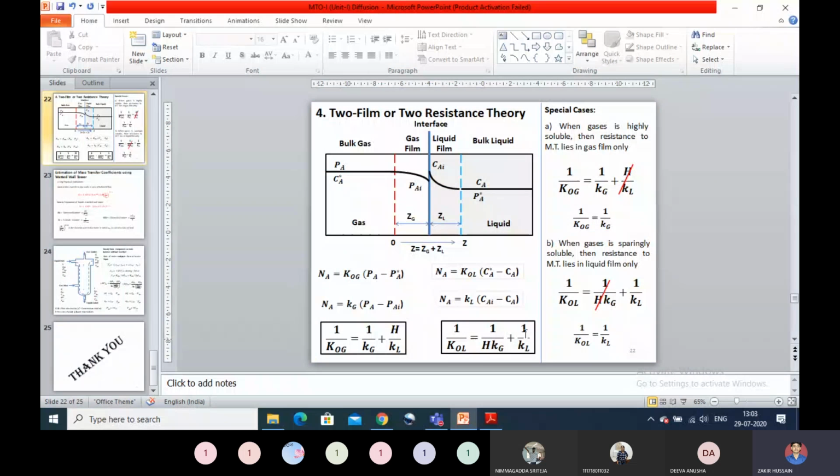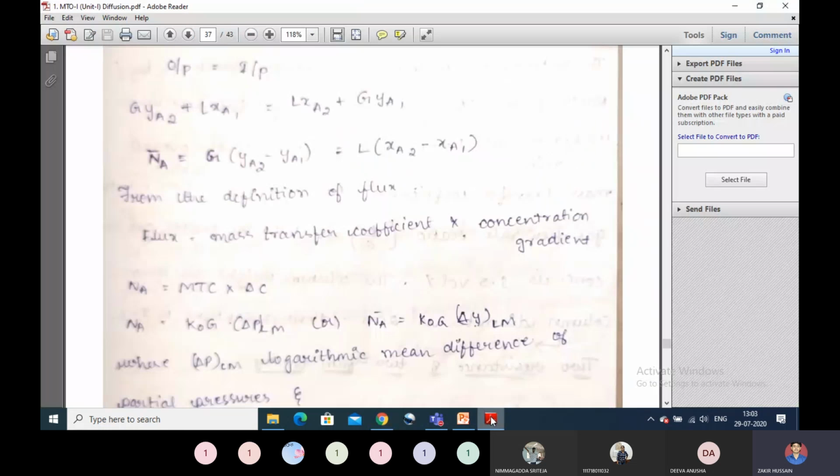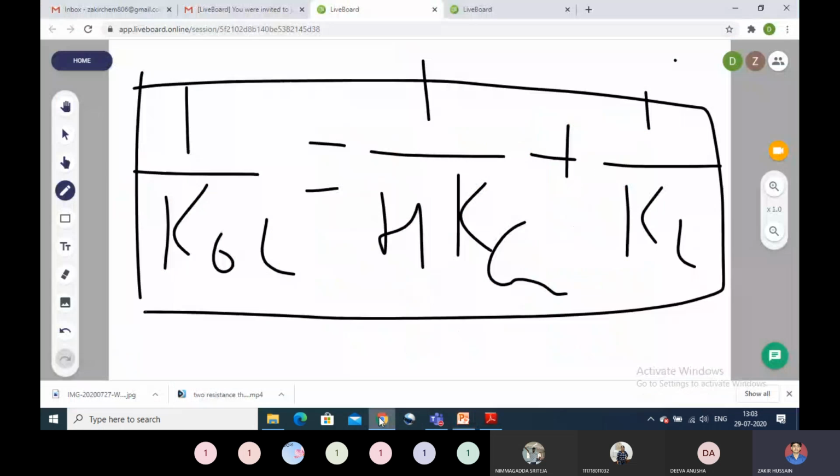This is nothing but liquid phase overall mass transfer. Overall resistance is equal to individual mass transfer resistances. This is that equation, you can compare that one. 1 by KOL is equal to 1 by HKG plus 1 by KL. Use that equation. For this equation, we will use the previous derivations. From there onwards, I would like to continue.